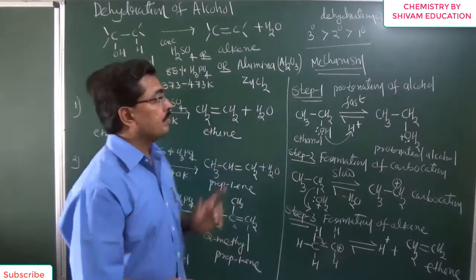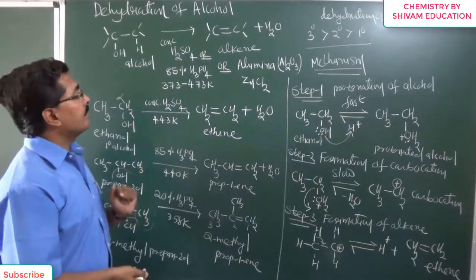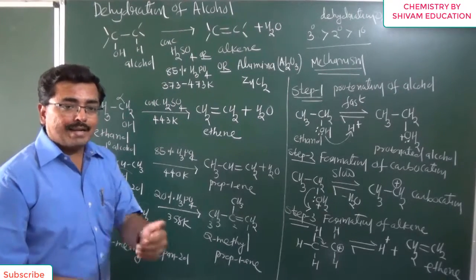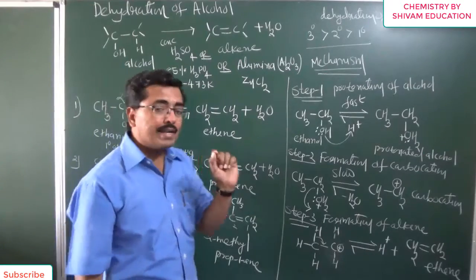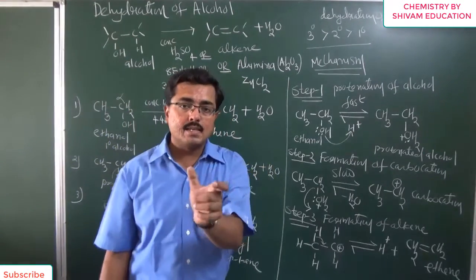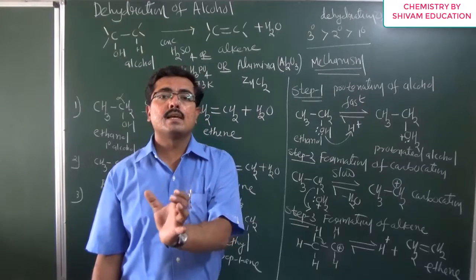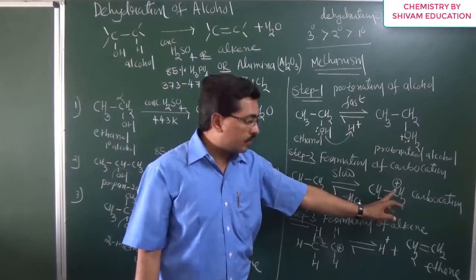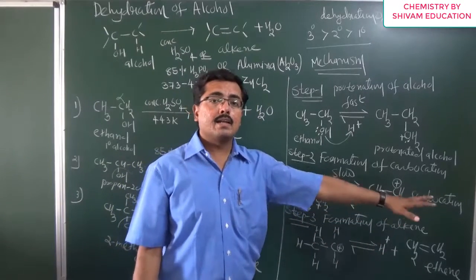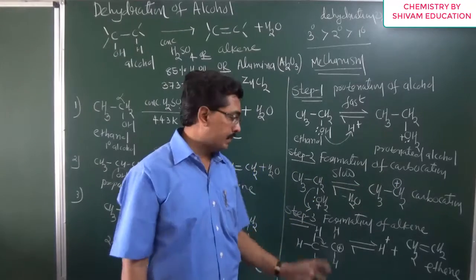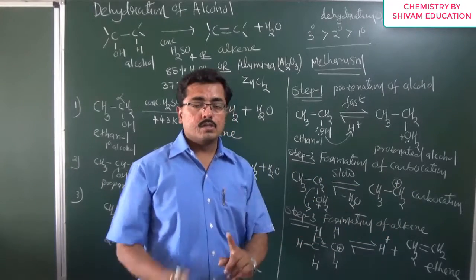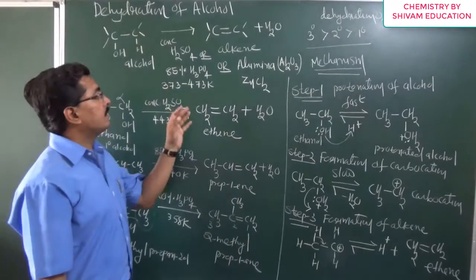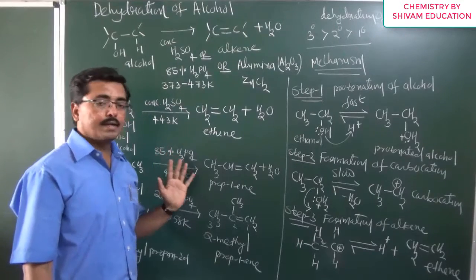Now I have given a question: why are we not using hydrochloric acid or nitric acid? Hydrochloric acid and nitric acid will give us a nucleophile like either Cl minus ion or NO3 minus. So on the carbocation this nucleophile will attack and we get either an alkyl halide or a nitro product. Instead of elimination reaction, substitution will occur. So here we are using either sulfuric acid or phosphoric acid as a catalyst.